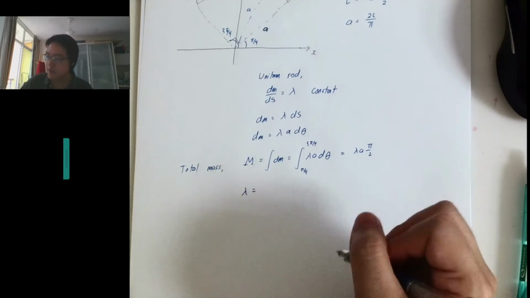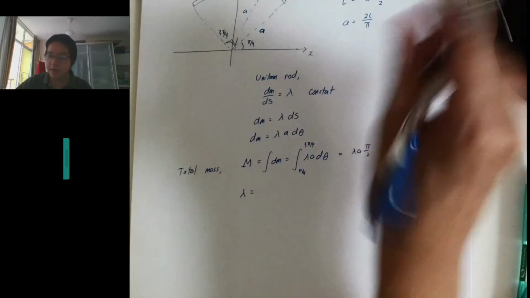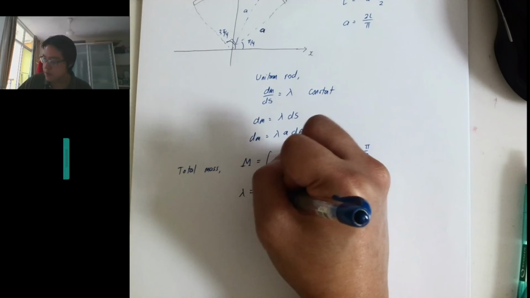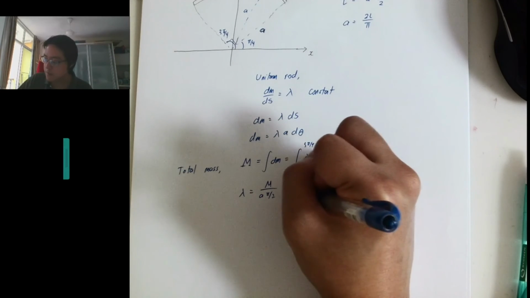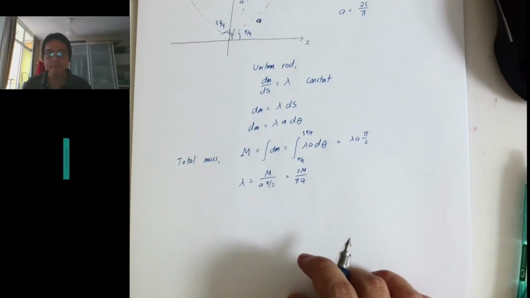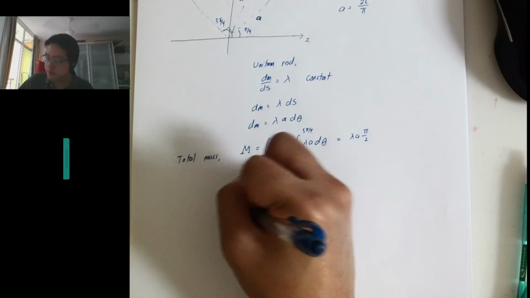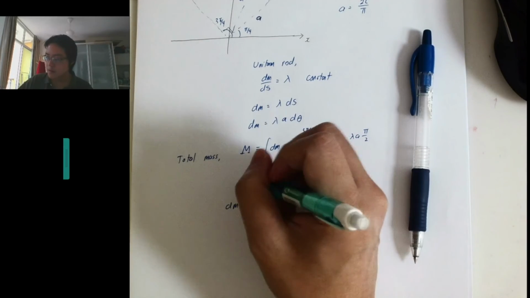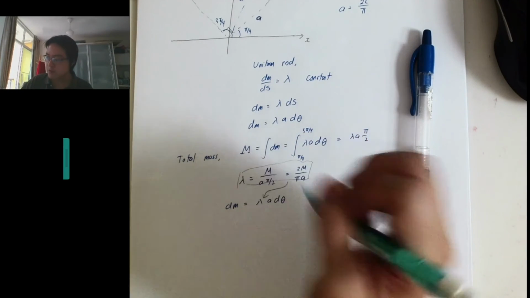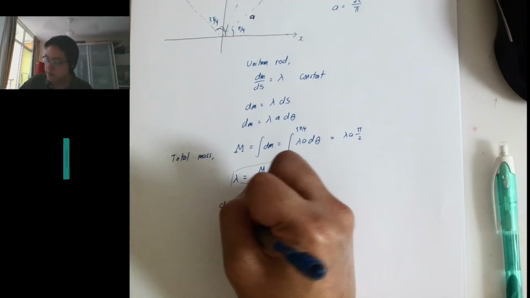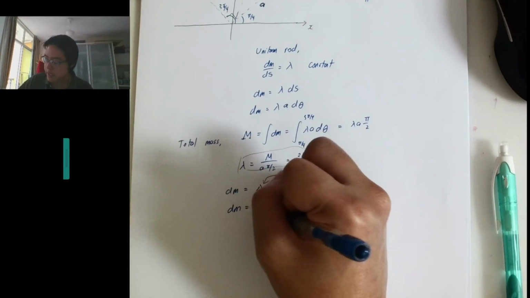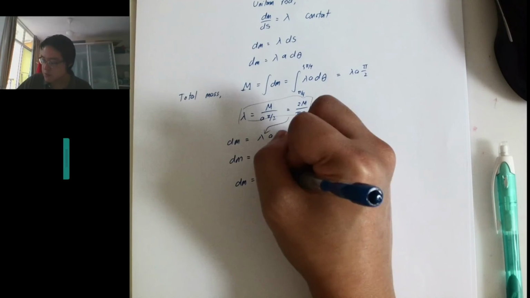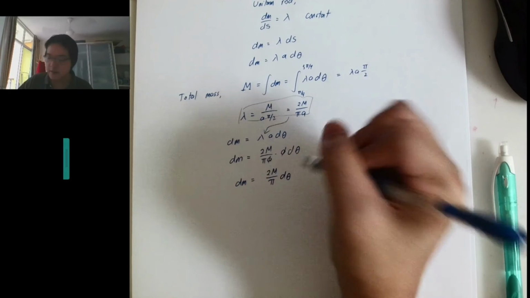So from here we got the formula for lambda, right? Bring this down, so I got m over a pi over 2. So lambda is 2m over pi a. Okay, so just now dm is given by lambda a d theta, so we got the formula for lambda now, which is over here. So my dm is equal to 2m over pi a d theta. Cancelling this, my dm is equal to 2m over pi d theta.